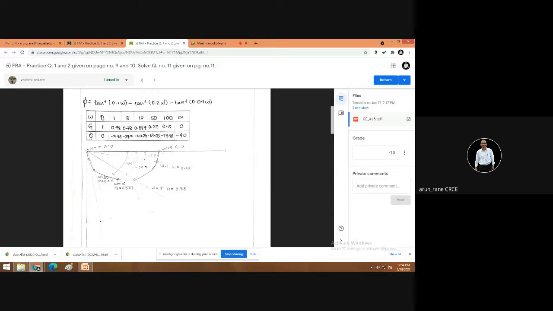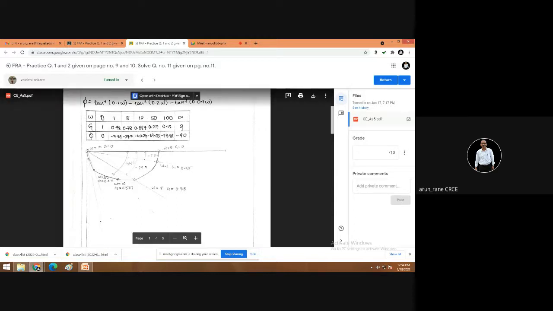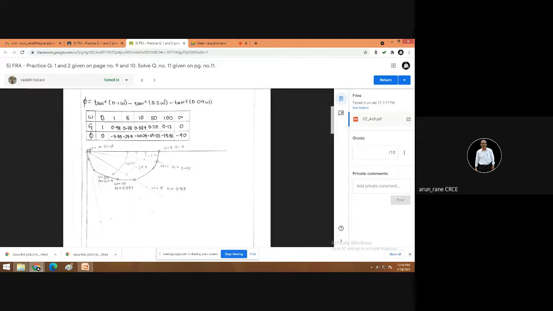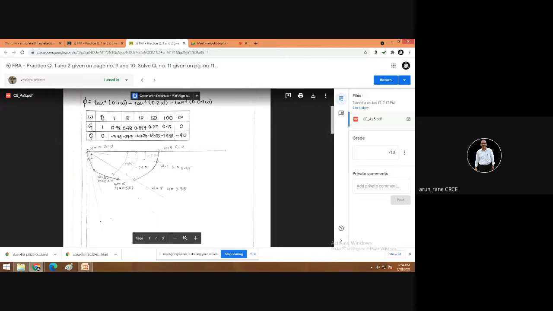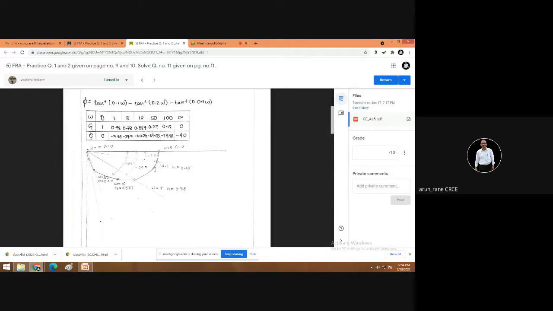Then the last point is G is 0. Obviously it will end at the origin, and phi is minus 90. Now you can draw a smooth curve passing through the points. It should be a smooth curve.